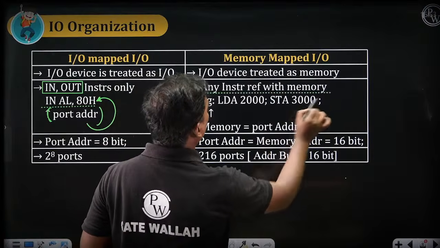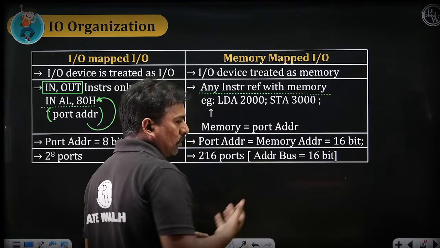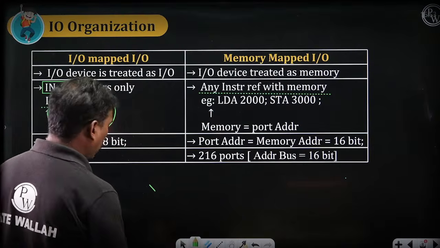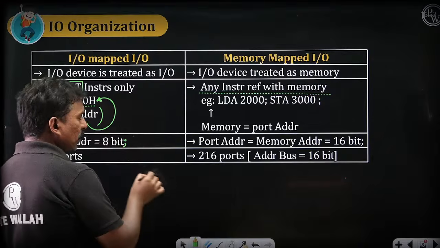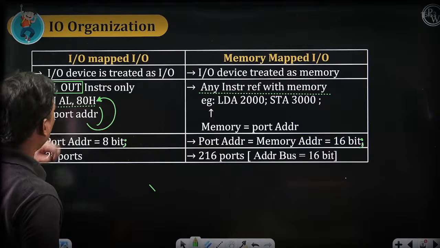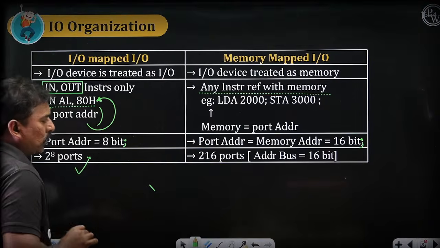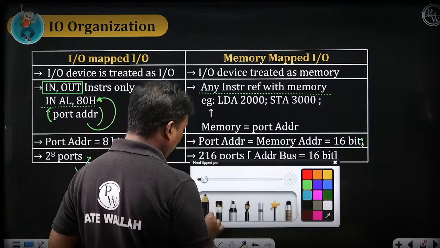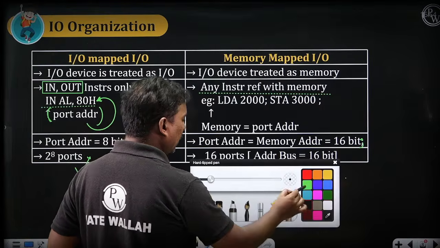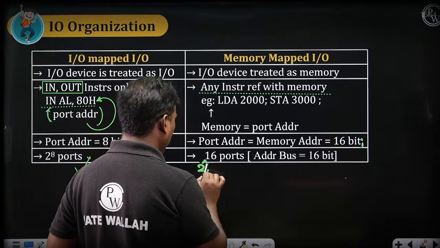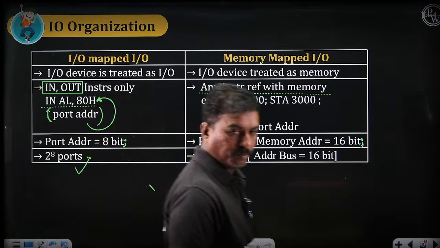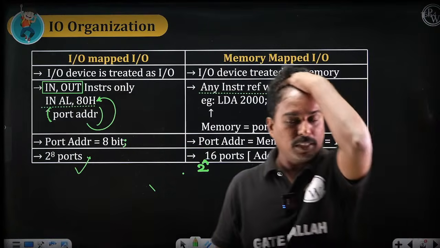Any instruction that references memory is treated as memory, for example LDA 2000, STA 3000. Here in IO mapped IO the port address is 8-bit, and in memory mapped IO the port address is 16-bit. As it is 8-bit, we get a total of 2 power 8 ports. Here it is 2 power 16, so the number of ports has increased, because the address bus is 16-bit. Please make a note of these points.